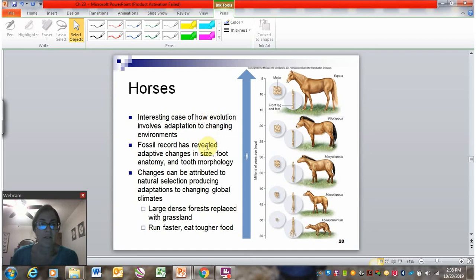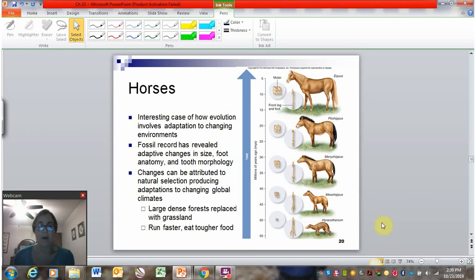Horses are another example where the fossil record shows us how organisms change over time. The interesting thing about the horse fossil record is that it's pretty complete and it's well dated. And so one of the things that we can do with the horse fossil record that we can't always do is align the changes in the organisms with how the environment was changing over that same time period.